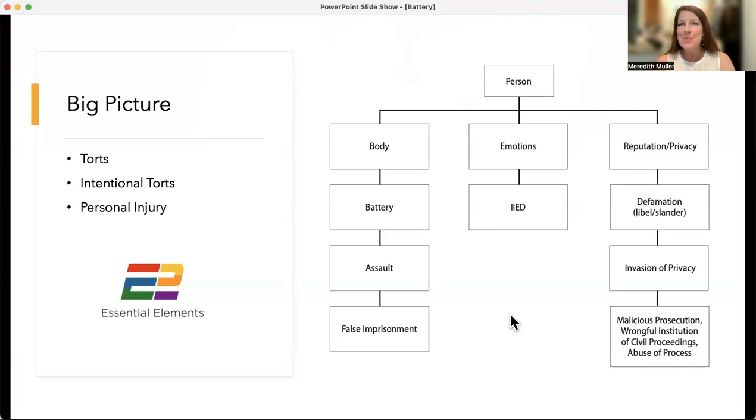So let's see where we are with the big picture first. Remember with torts, we're generally dealing with intentional torts, negligence, or strict liability. We're in intentional torts right now, and within intentional torts, we have our personal injury intentional torts, torts that you can commit against a person. We know that we can commit intentional torts against property as well. But today we're discussing battery, which is one of our torts against the person that affects one's body. Assault and false imprisonment we can talk about a little bit later.